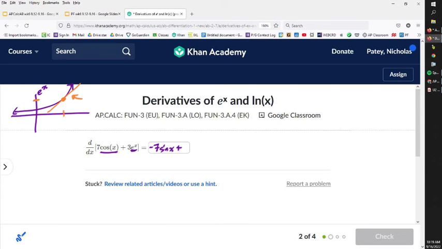Like let's say this is a 3 right here. The y value would be e to the 3rd power, right? Well, the slope would also be e to the 3rd. It's the only function that does that. The rate at which e to the x changes always is itself, which is pretty magical. So it's just 3e to the x.